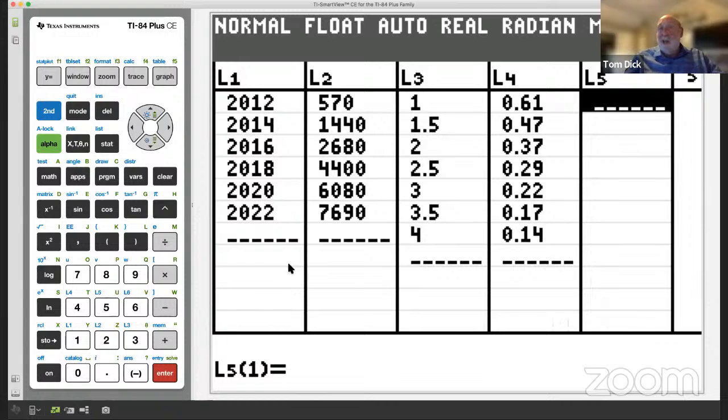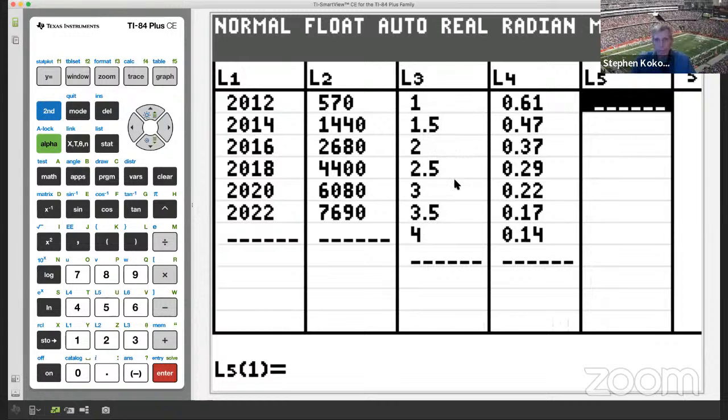Now, I've taken the liberty to go ahead and fill in some lists. You might recognize these numbers. L1 and L2 were the year values and the number of locations for the coffee house problem. L3 and L4 are the problem that Steve just looked at, where he's looking at concentrations. L4 is the concentrations, and L3 are, again, time values spaced apart by 0.5 increments.